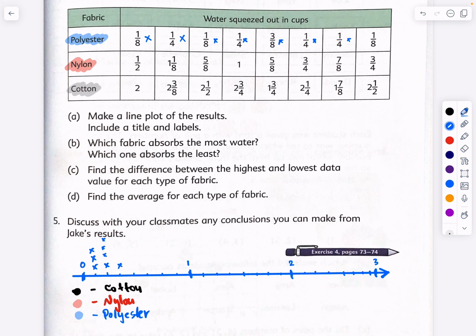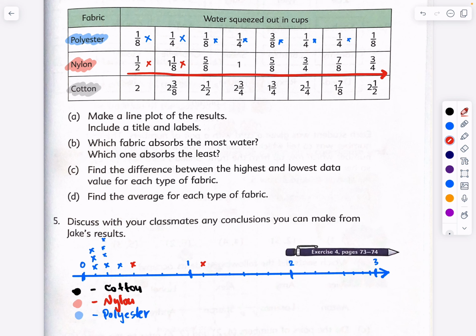Now let's consider the next type of fabric, and that is of course nylon. Again, we're going to go left to right, plotting the values. What do we have here? We have 1/2. Okay, 1/2 is 4/8. Here it is. This is our 1/2. X it out. 1 and 1/8. Ooh, we're now more than 1.